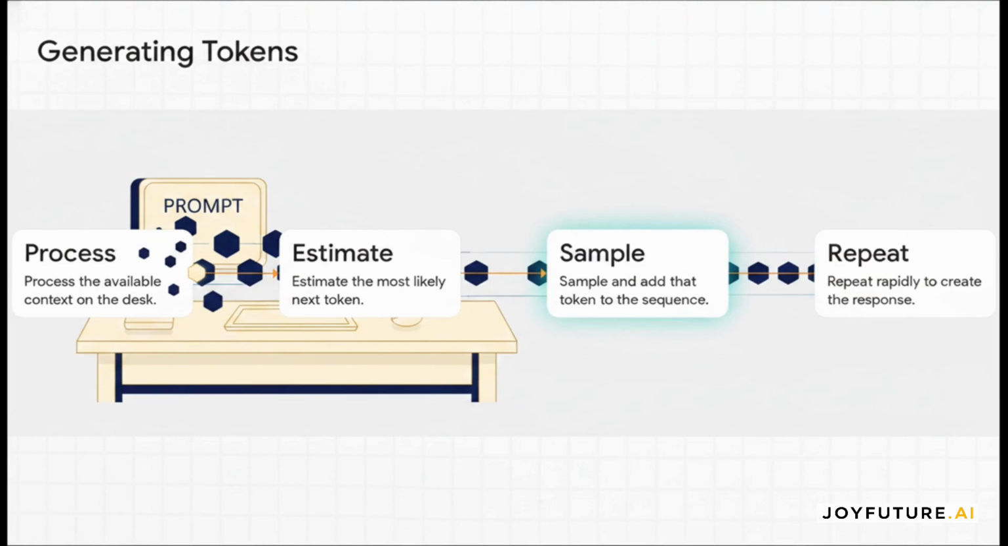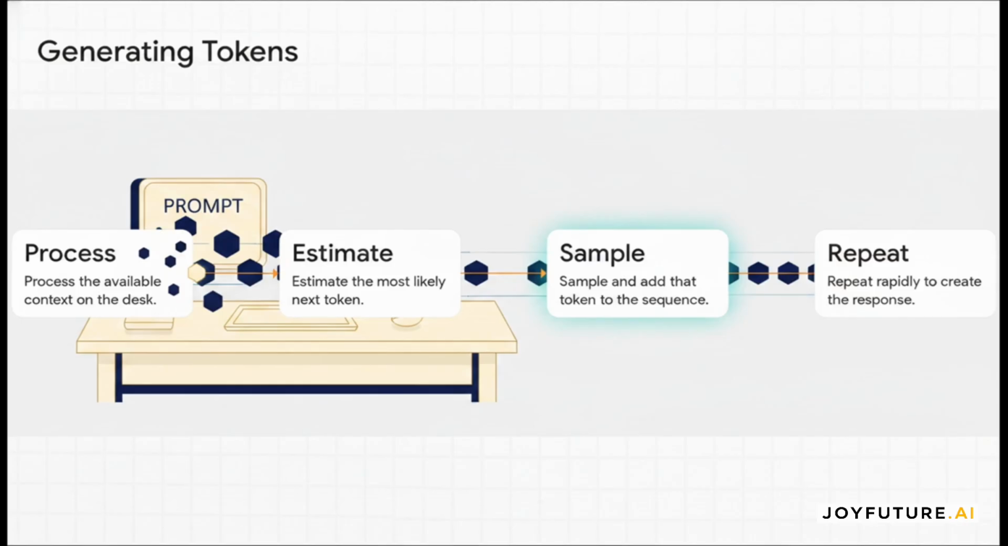First, the language model processes all that available context currently sitting on the working desk. Second, based entirely on that context and its massive training data, it estimates which token is most statistically likely to come next. Third, it samples that token and adds it to the sequence. And finally, it repeats this incredibly fast to build sentences, paragraphs, or even code. It generates the response sequentially. It's doing it in the moment, piece by piece.